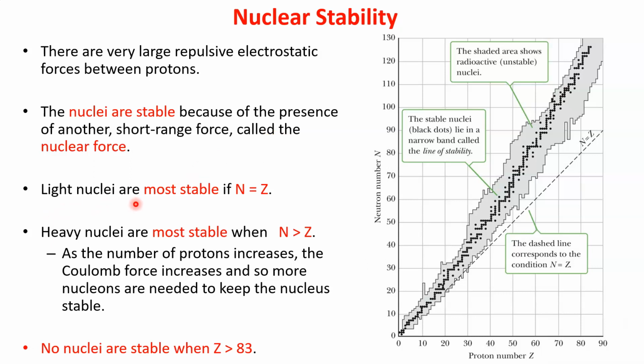Nuclei are most stable if N equals Z, and heavy nuclei are most stable when N is greater than Z. As the number of protons increases, the Coulomb force increases, and so more nucleons are needed to keep the nucleus stable. No nuclei are stable when Z is equal to or greater than 83.